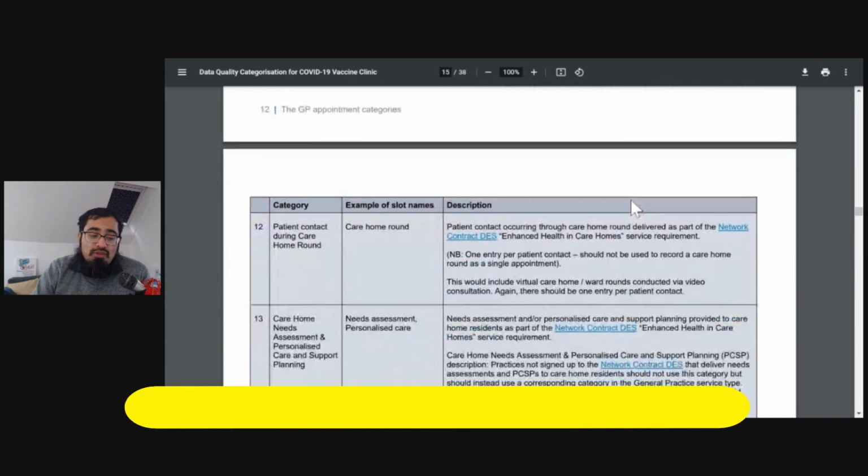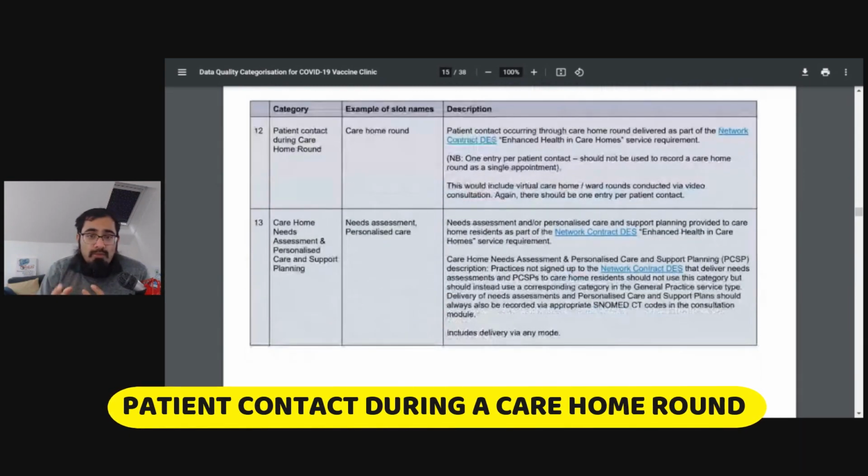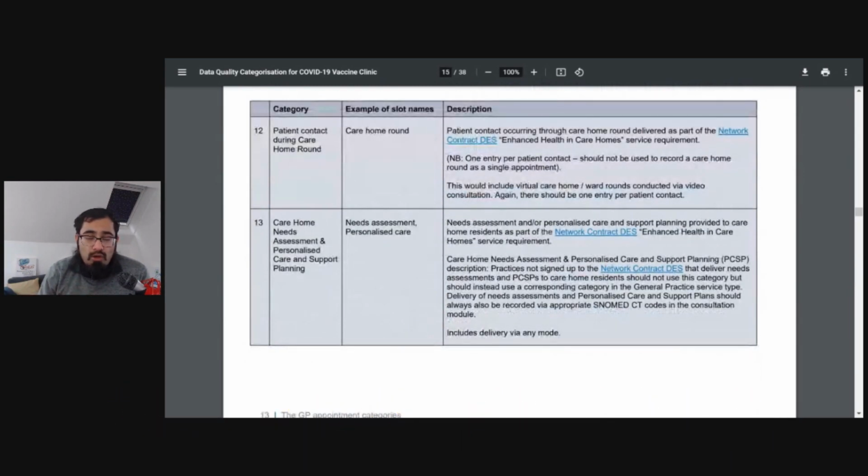Then we've got patient contact during a care home round. So many practices are now doing the regular weekly care home round. This is the appointment slot for that contact that you're having. That doesn't necessarily mean you've gone out to visit them. You may have done, but obviously some practices are doing these remotely or alternating between remote and in person, for example. So this is the allocation for that particular work that you're doing.